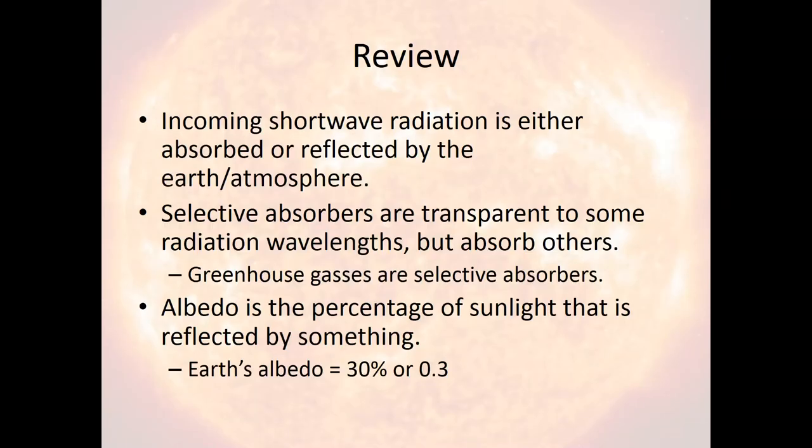Now, that's it for today. Here's a brief review. Incoming shortwave radiation is either absorbed or reflected. Objects that absorb some things but don't absorb others are called selective absorbers. Albedo is the percentage of sunlight that's reflected by something. Earth's albedo is close to 30%.